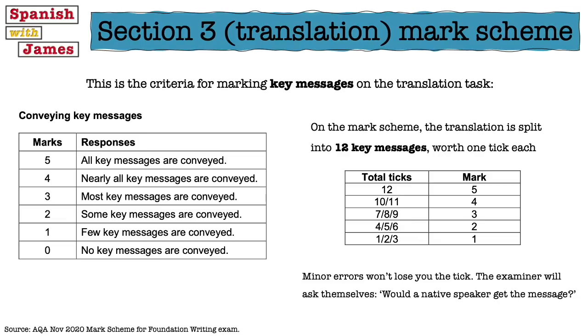Minor errors for this won't lose you the tick. What the examiner will do is just ask themselves, would a native speaker get the message? So if you said "voy al playa" instead of "voy a la playa", you'd probably still get the tick, because if you said that to a Spanish person or a Latin American person, they'd probably get what you were saying. So have a go at this one. That's the key message really.